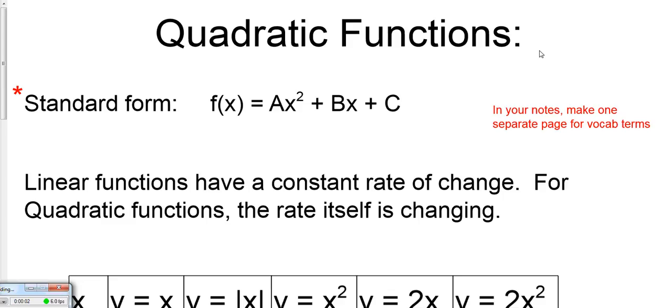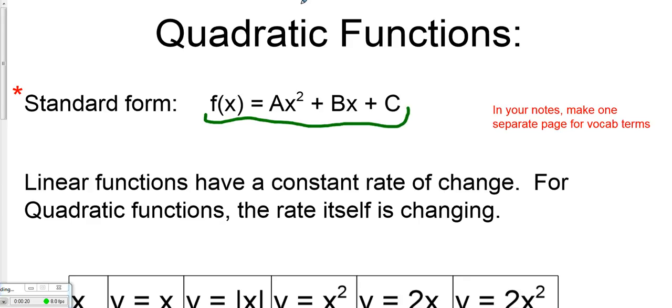All right, for our next videos, we're going to be looking at quadratic functions. So first off, what is the standard form of a quadratic function? What is the basic quadratic function, or what are all quadratic functions kind of getting at? It's anytime you can write a function in this form.